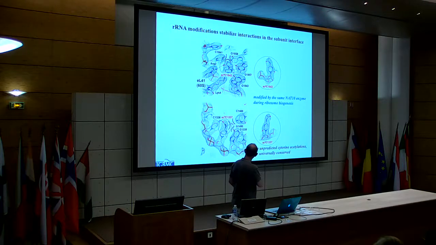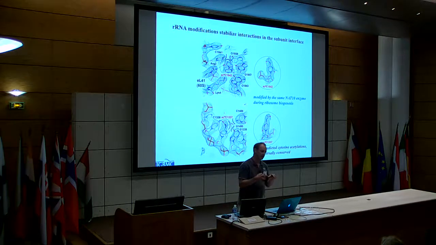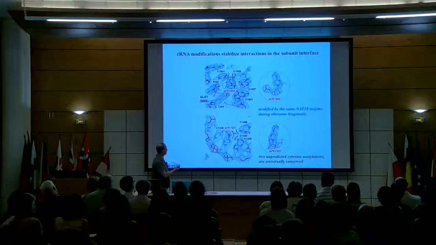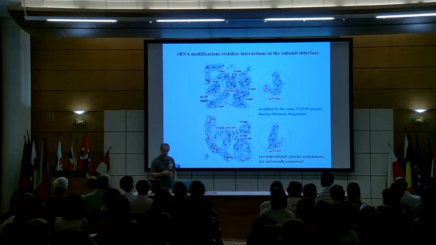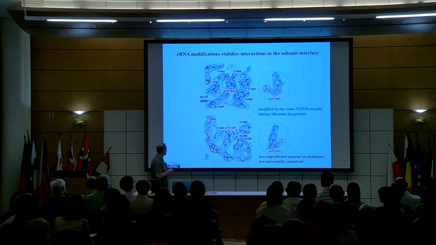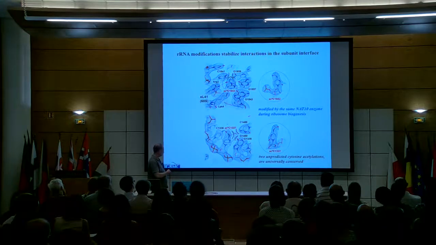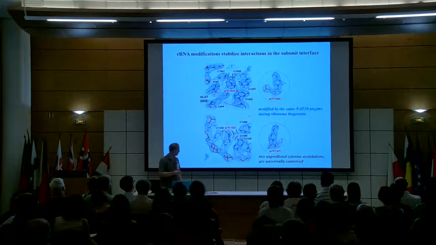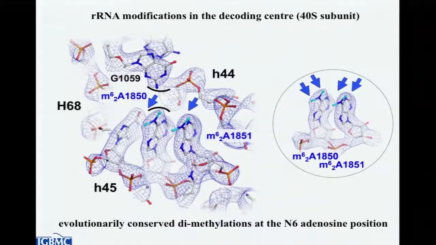And a different place, and also on the 40S, is modified in the same manner. It's actually interesting to see that both sites are being modified by the same NAT10 enzyme during biogenesis of the ribosome. And both places were actually unpredicted in any of the databases, but they turn out to be universally conserved in this context. Right.